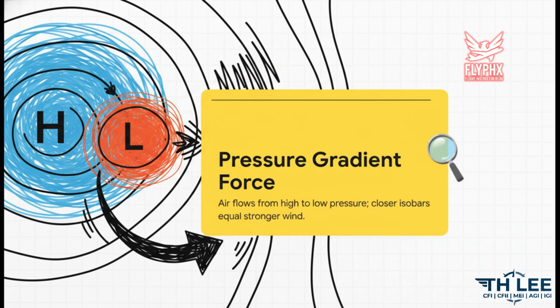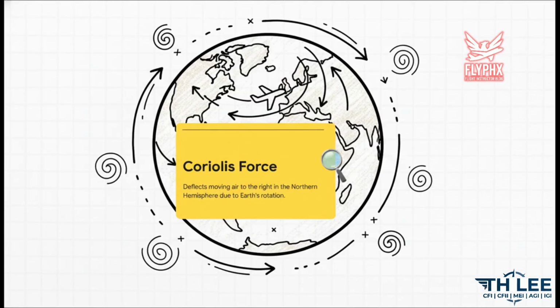The golden rule here for pilots is super simple. The closer those isobars are grouped together, the stronger the pressure gradient force, and that means you can expect some seriously strong winds. But here's the catch. The air doesn't just flow in a perfect straight line because the Earth is spinning. This introduces a really fascinating concept called the Coriolis force.